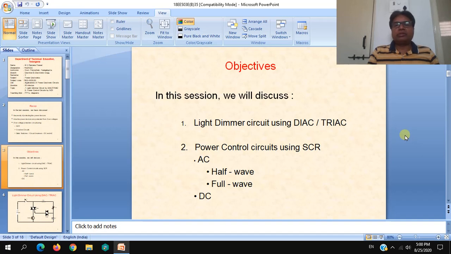So the objectives are, in this session we will be discussing the design and operation of a light dimmer circuit using diode and triac, and power control circuits using SCR, again which are designed for AC, half wave, full wave control and DC.